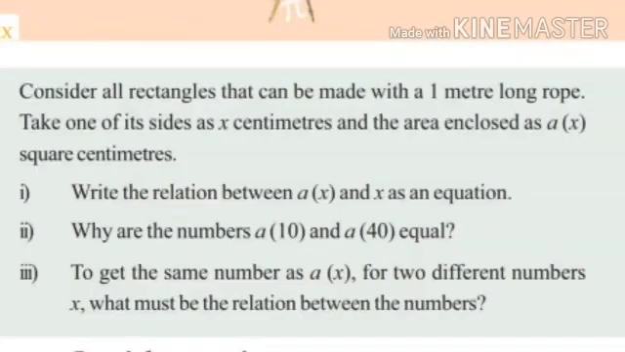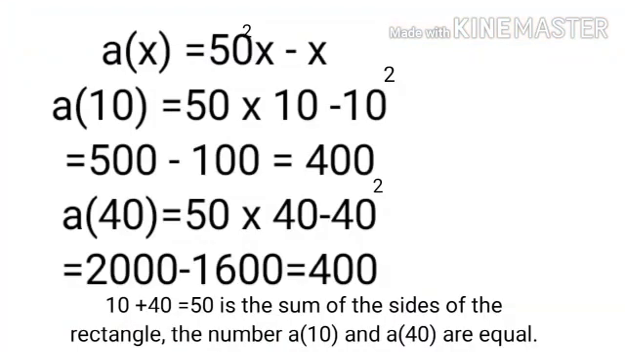The second sub-question asks us why the numbers A of 10 and A of 40 are equal. First of all, solve A of x is equal to 50x minus x square for A of 10. That is, A of 10 is equal to 50 into 10 minus 10 square, which is 500 minus 100, equal to 400. Then A of 40 is equal to 50 into 40 minus 40 square. That is 2000 minus 1600, which is equal to 400. Since 10 plus 40 is equal to 50, the sum of the sides of the rectangle, the numbers A of 10 and A of 40 are equal.